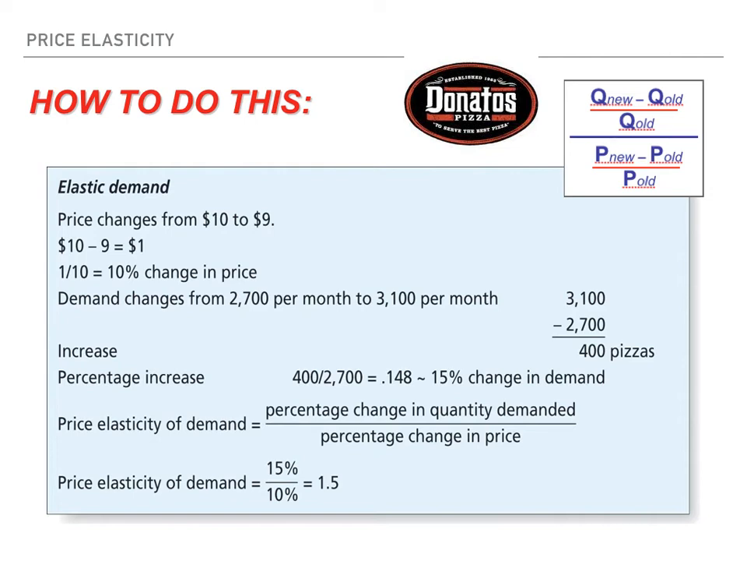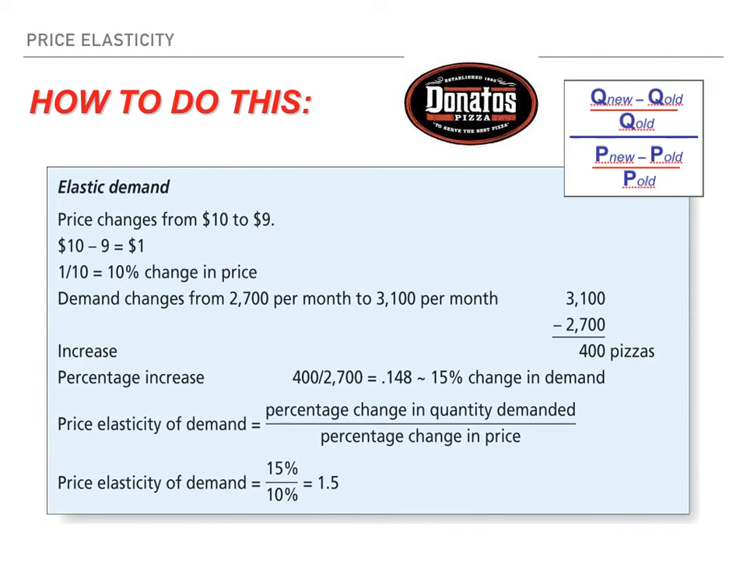And the same goes for quantity. We see here that demand changed from 2,700 pizzas a month to 3,100. So in this case, as the price was lowered, more pizzas were purchased. To get the percent change in quantity, it's the same: the new quantity minus the old quantity divided by the old quantity. So new is 3,100, old is 2,700, and that gives you the percent change in the quantity demanded.